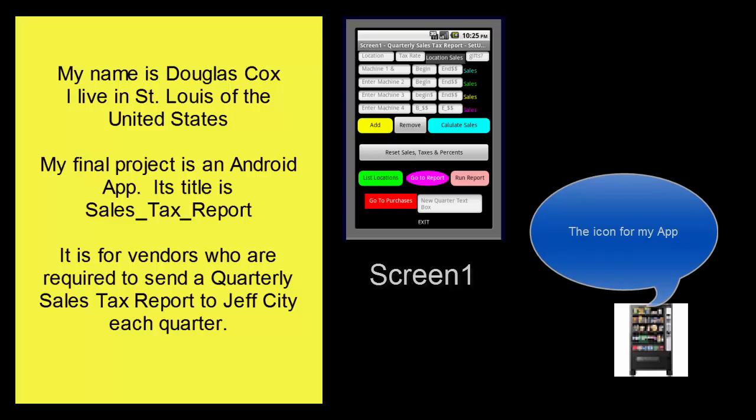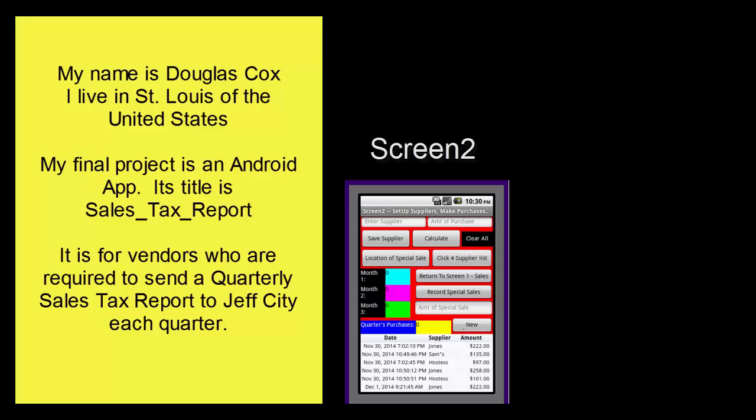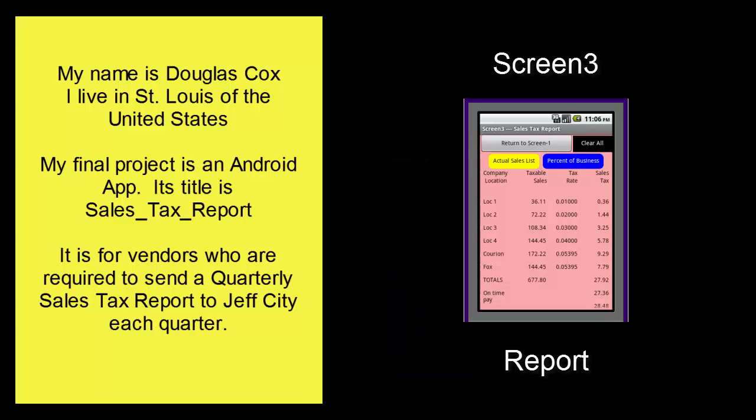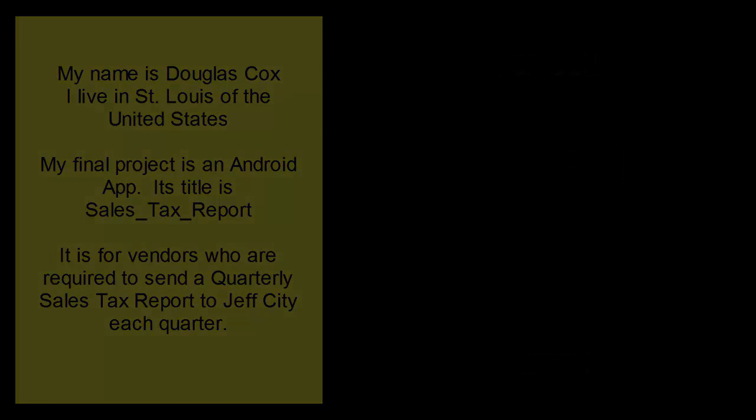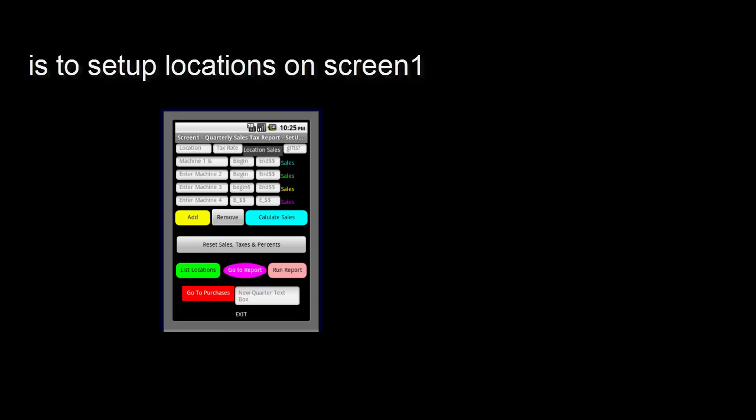There are 3 screens in this app. Screen 1 is for setup and sales. Screen 2 is for purchases and special sales. Screen 3 is for the sales tax report itself. Your first step as a new user is to set up locations on Screen 1 and suppliers on Screen 2.